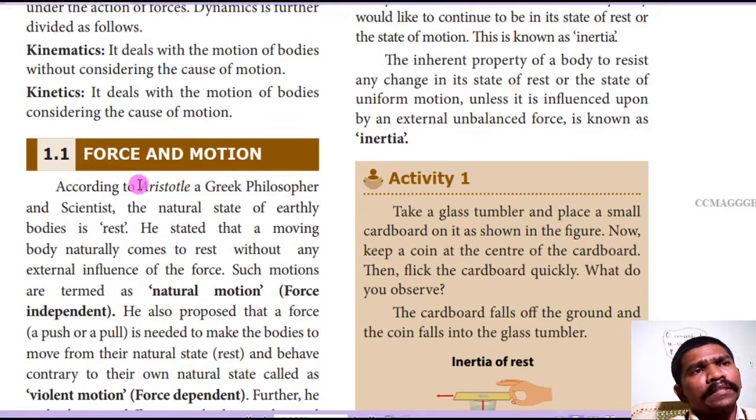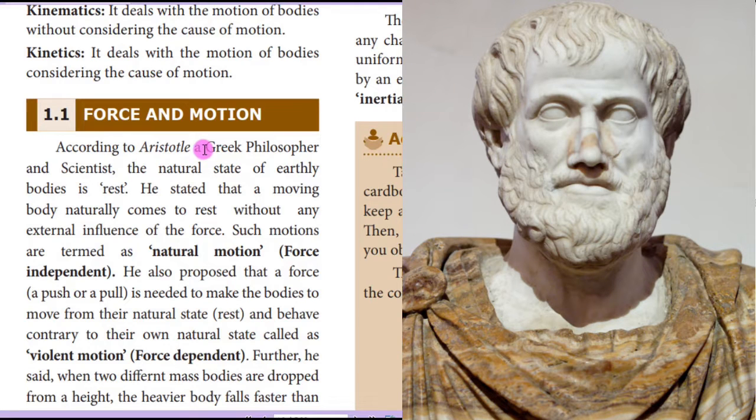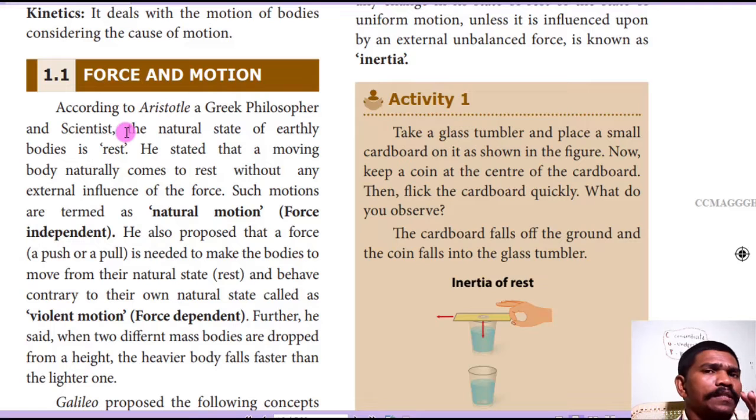Here we are going to learn some history behind force and motion. The first is according to Aristotle, a Greek philosopher and scientist. He always said that the natural state of an earthly body is rest. So he is telling that every body's natural position is rest. If you change the position from natural to moving, that is called violent motion. He stated that a moving body naturally comes to rest without any external influence of force.